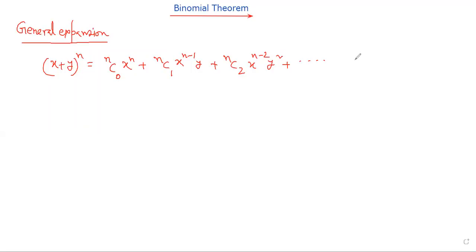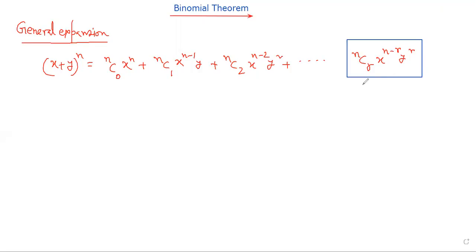General term, it can be written in this format: nCr, x to the power n minus r, y to the power r. Now, a very important point: this particular term that we need to find. In this term, the values are written in such a format where nCr, x to the power n minus r, and y to the power r.